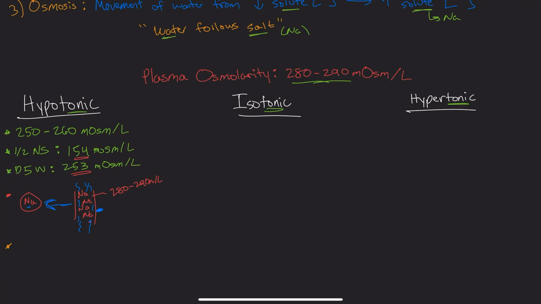So the big thing with hypotonic fluids is that this fluid is going to move inside the cell. So this is from the intravascular space, the blood vessel, to intracellular.